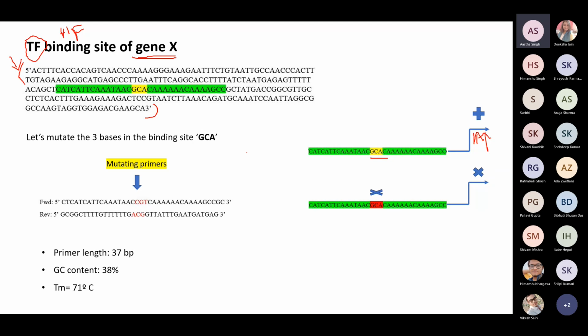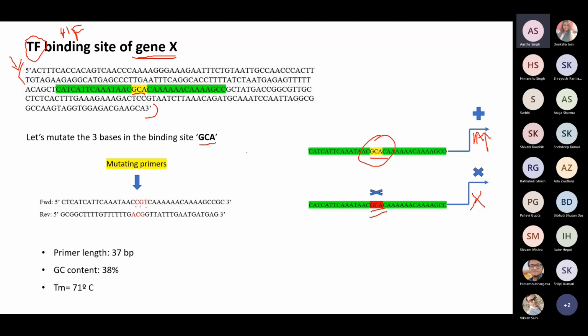Now the aim of your experiment is to design a primer pair which will change these nucleotide sequences here, so that the transcription factor cannot bind and the induction of transcription does not take place. So let us mutate this particular GCA, these three nucleotides in your sequence. How do we do that? I have taken exactly the complement of these three nucleotides. So for G you have C here, for C you have G here, and for A you have T here.